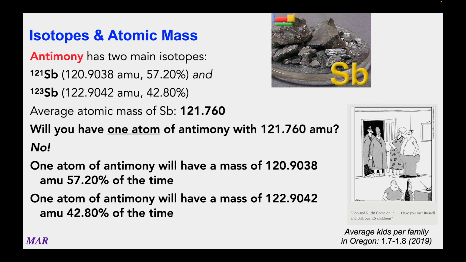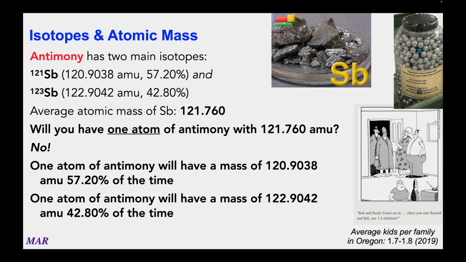You aren't, because you're going to have 120.9038 antimony 57-ish% of the time, and you're going to have 122.9042 antimony about 42% of the time. But you'll never have one atom with an atomic mass of 121.76. And remember, this is the number that's on the periodic table. And if it's a fake number, you might think, what the heck? All right, why are the chemists including this number on the periodic table?